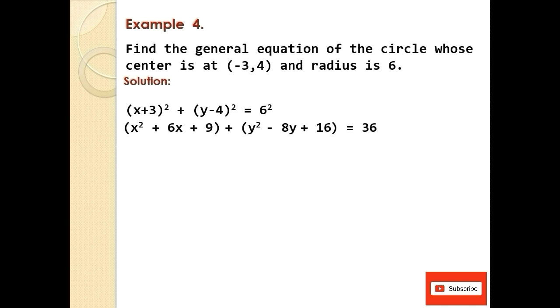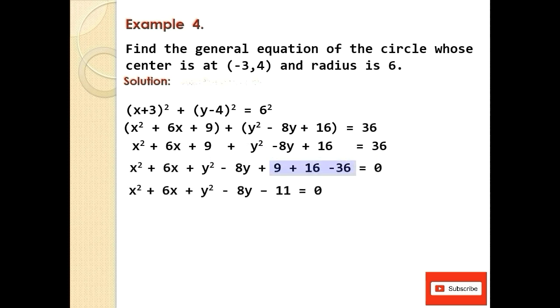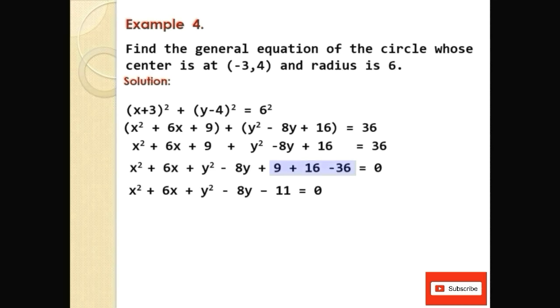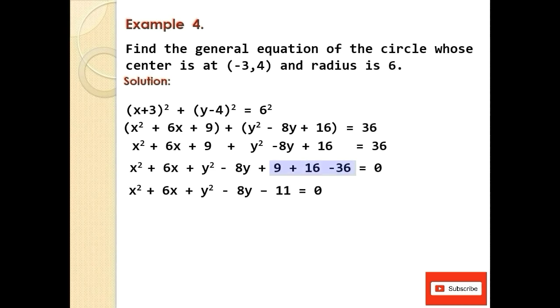Now, we can remove our grouping symbols. Next, add all of the constants. Last step, rearrange according to the general form x squared plus y squared plus dx plus ey plus f equals 0. Therefore, the general equation of the circle is x squared plus y squared plus 6x minus 8y minus 11 equals 0.